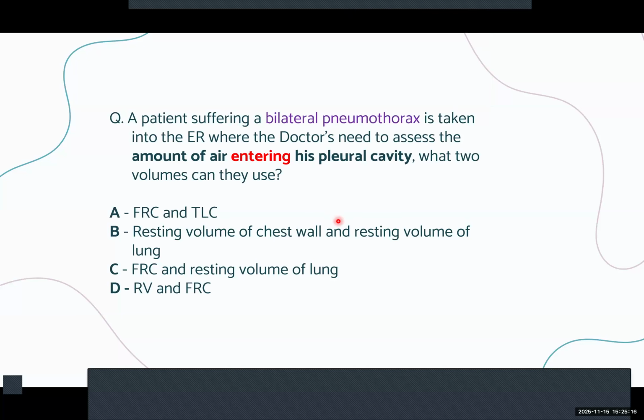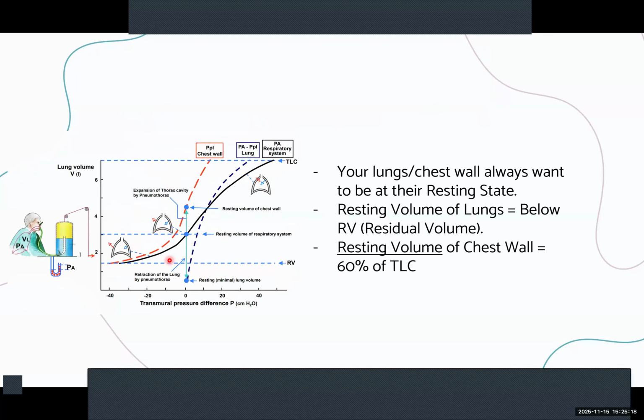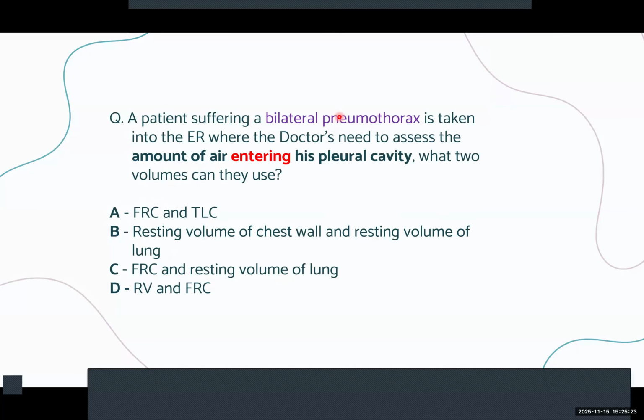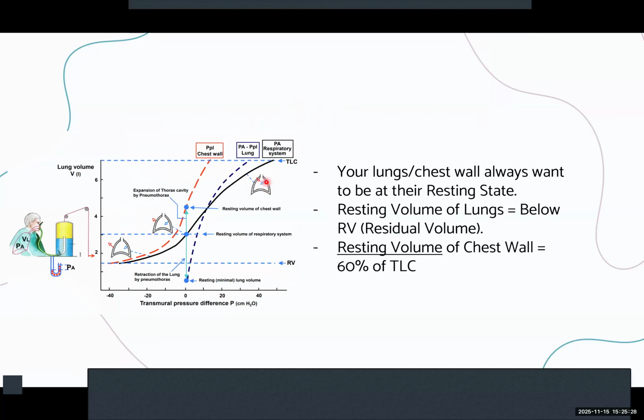So to go through this explanation, the previous slide is also here to explain more. What happens in pneumothorax is that air is going to enter his lungs. Since this is a case of bilateral pneumothorax, air is going to enter both of his lungs. Since it enters both of these lungs, the pleural pressure, which keeps the chest wall and the lung glued together, is going to disappear. Since it disappears, the chest wall is going to want to move to its functional residual capacity or resting volume. Every system always wants to move to its resting volume because that is its most optimum state.